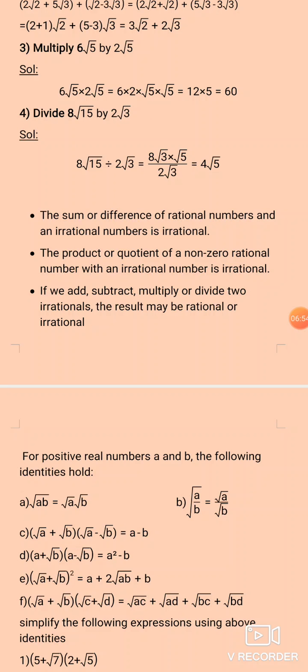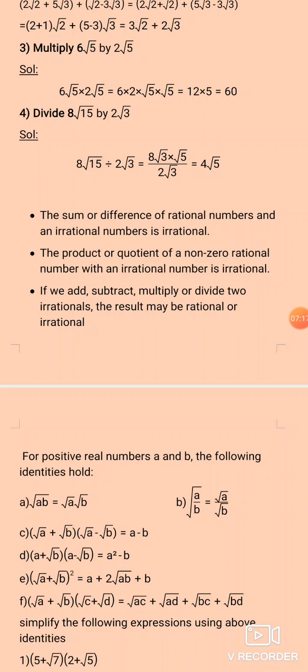When we apply it, root a square minus root b square. Root a square is what? A. Minus root b square is b. Next, root a plus root b into root a minus root b. Same applied, so root a square minus root b square is what? B. Then next, root a plus root b the whole square. That is what we can apply.